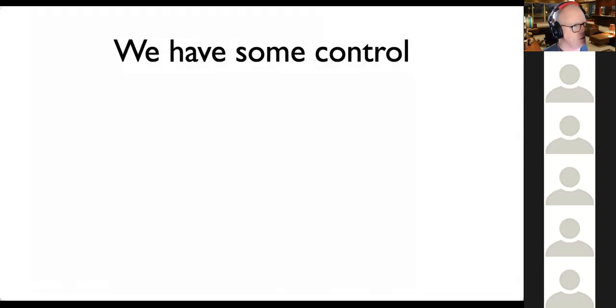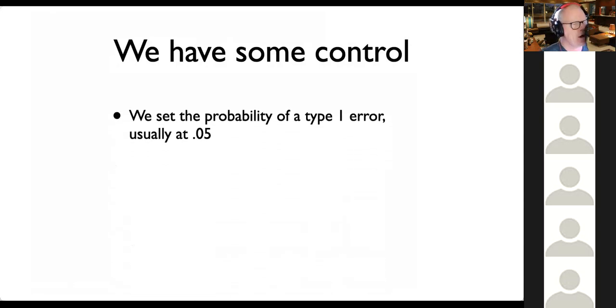Now we do have some control in this situation. The first thing is we set the probability of the type 1 error. We actually say we're going to make the decision to reject the null when there's some very small chance of it being true. So 0.05. We usually set it at 0.05.